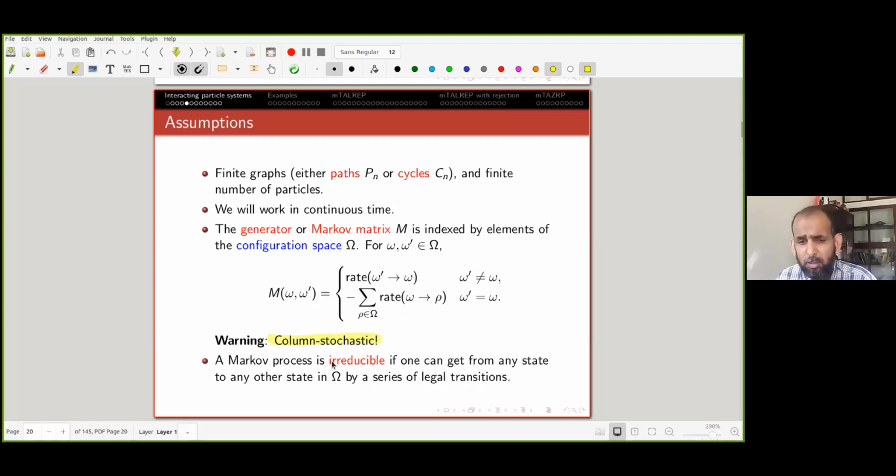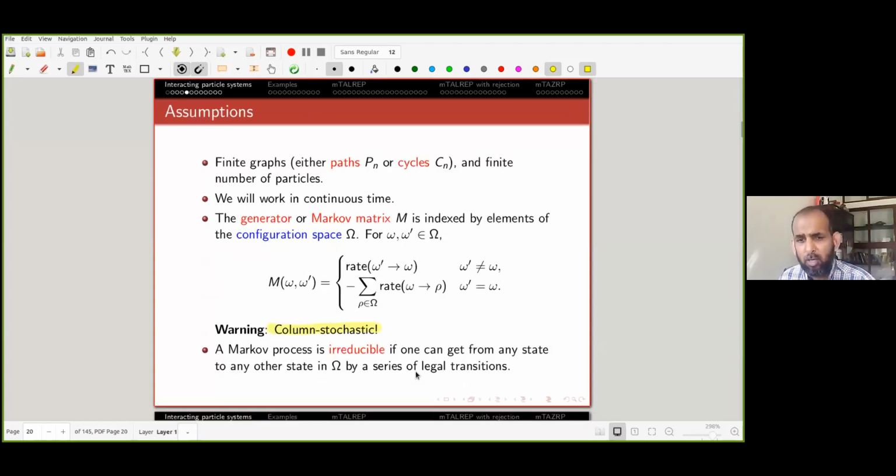And just to remind you, a Markov process is called irreducible if you can get from any state to any other state in the configuration space using a series of legal transitions. So we will only work with irreducible finite state Markov chains in continuous time. So that is the setting.